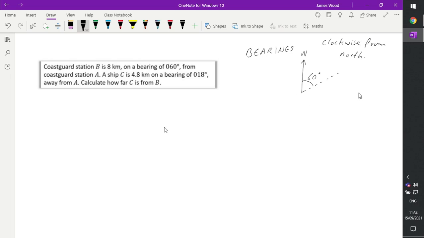If we had a bearing of 270 degrees, then that would be like that. Okay. Now, in terms of this question, so Coast Guard Station B is 8 kilometers on a bearing of 60 degrees from Coast Guard Station A. So it's measured from Station A. So let's just draw Station A first. Okay, so that's down there.